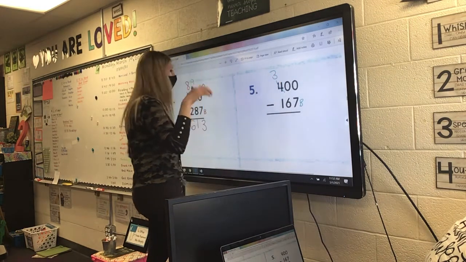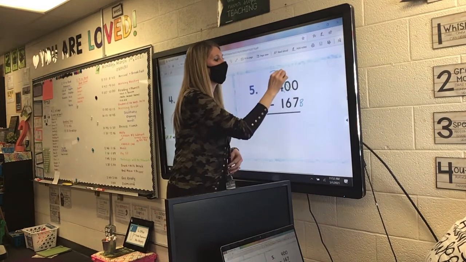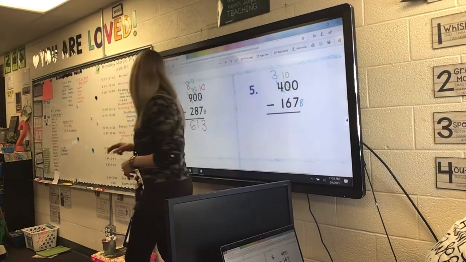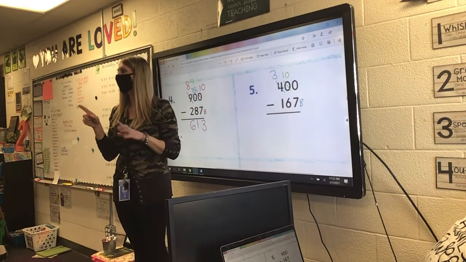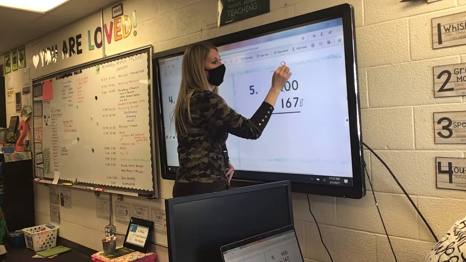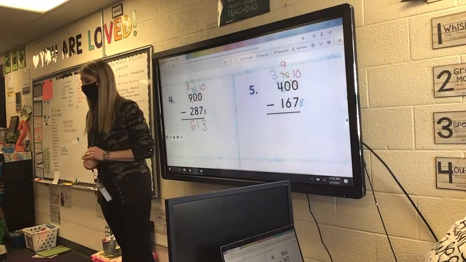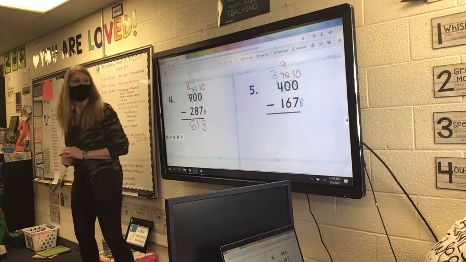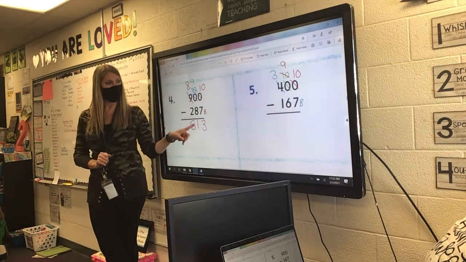Then I'm going to break that 100 into 10 sticks. It's a 10. And so now this becomes a 10. Now I'm going to take one of those sticks and break it apart into 10 ones. So this becomes a 9. And this becomes a 10. All right, now it's the same thing as over here.